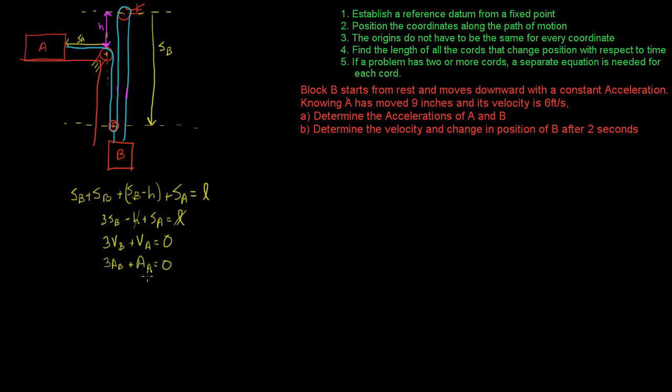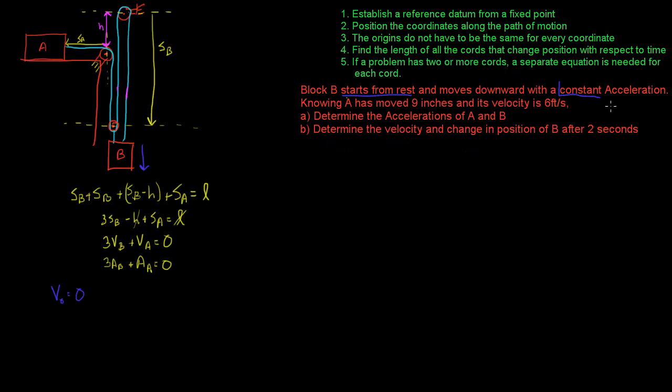So we need to figure out either the acceleration of A or the acceleration of B and use parts of the information that the problem gave us to figure that out. So what do we know? We know that block B starts from rest, so that also means block A has to start from rest. So we have initial velocity equal to 0, and block B is moving downward with a constant acceleration.